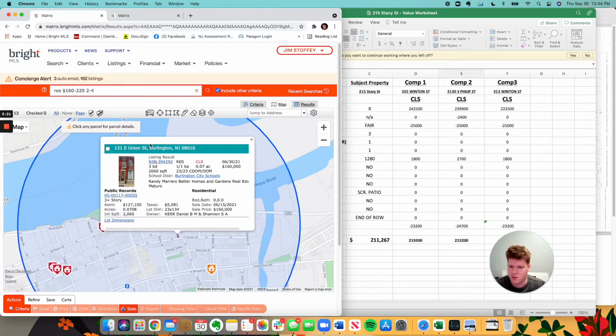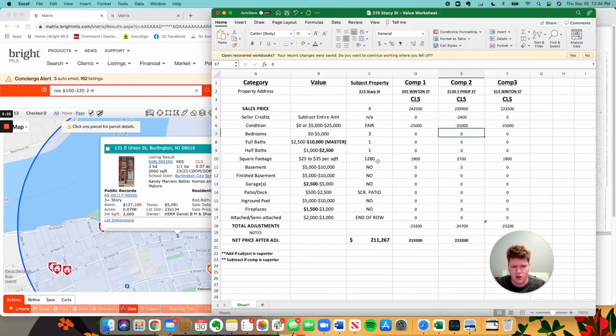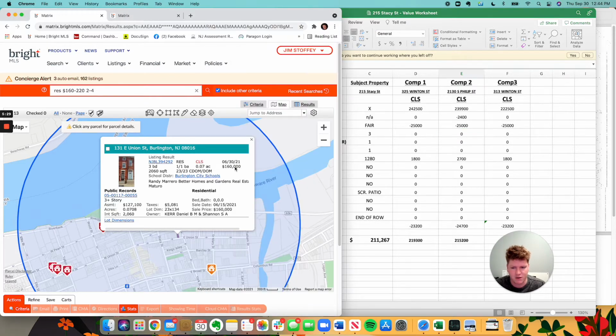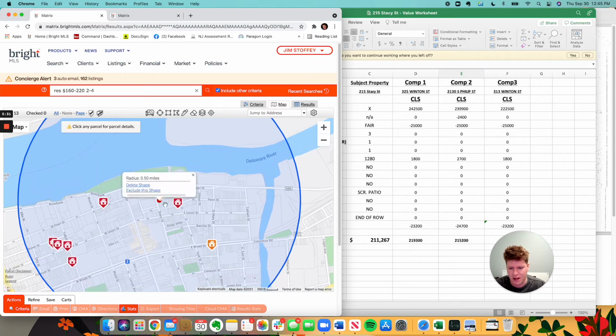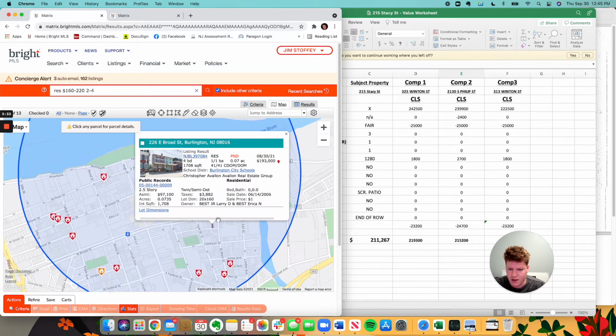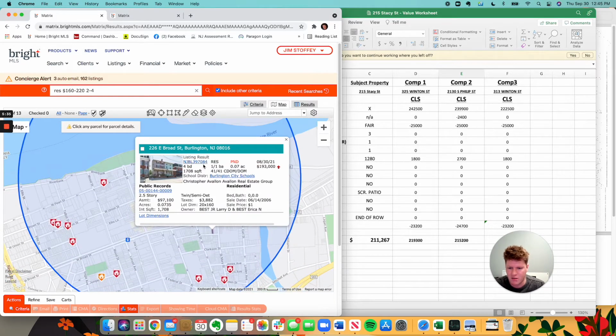So I clicked on this one. This is not a good comp. I see immediately that it's 2,000 square feet. That's 800 square feet bigger than ours, and appraisers typically are not going to go more than 10% difference in square footage. So we can immediately eliminate that. We have this one here that's pending, 1,700 square feet, and it's a twin. I'm going to say no to this one.